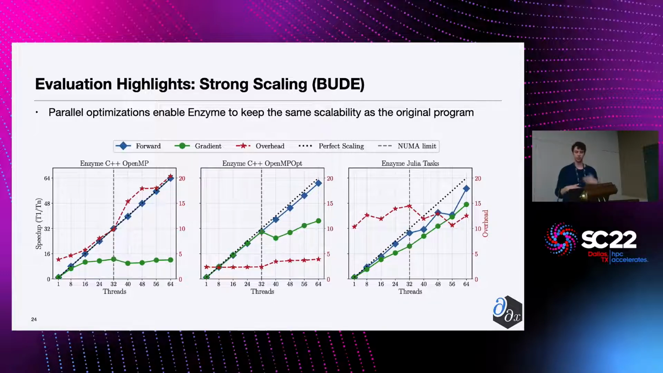Similarly, if we look at the Julia tasks themselves, we see that both the forward pass and the gradient scale similarly well. Now, there's a little bit of an extra overhead here on the Julia code compared to the C++ one, just because Julia, as a different language and different implementation, has slightly different code, but still similar overall performance. And the real takeaway here is that those parallel-specific optimizations that I alluded to earlier are really what enable Enzyme to keep the same scalability as the original program.